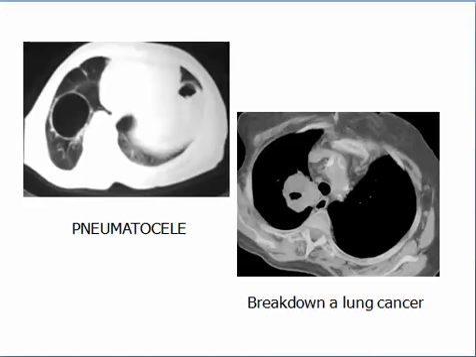Here are two examples of air-containing structures. One is a solid mass on the right, one is a solid mass with eccentric cavitary lesion. This is related to the central part of the lung, to the hilum, and this is definitely a malignant tumor, lung cancer. While the other one is a thin layer or well-defined, smooth outlined air space, and this is characteristic of a pneumatocele, sometimes seen in some types of pneumonias. Thank you.